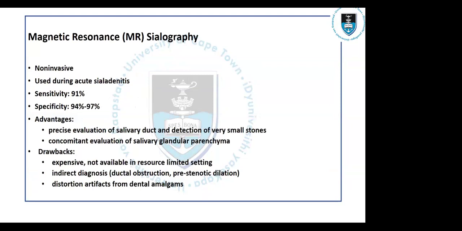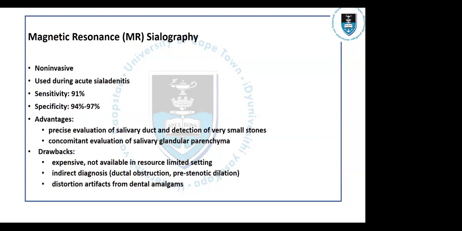Magnetic resonance sialography is a non-invasive alternative to conventional sialography. It may also be carried out during acute inflammation of the salivary gland. The sensitivity and specificity of magnetic resonance imaging sialography are reported to be 91% and 94 to 97% respectively.